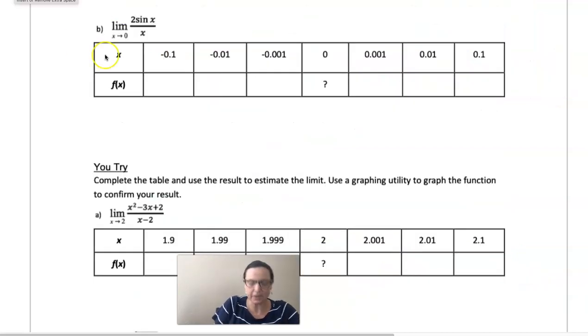In the next part of example 1, we have our second equation, which is 2 times the sine of x divided by x, and x is approaching 0.